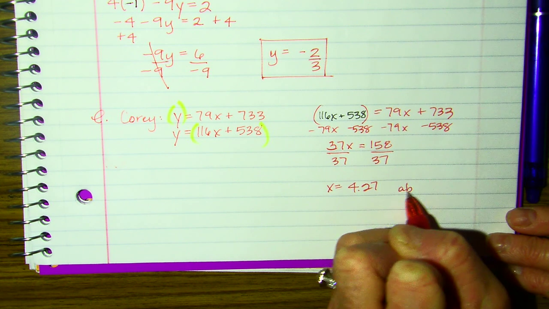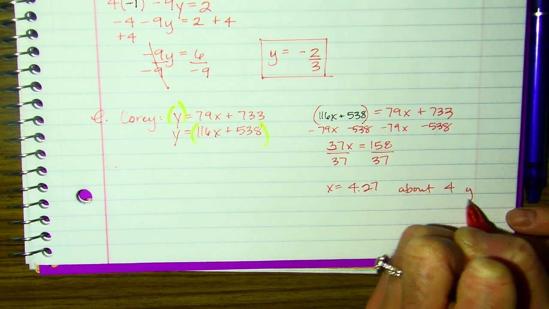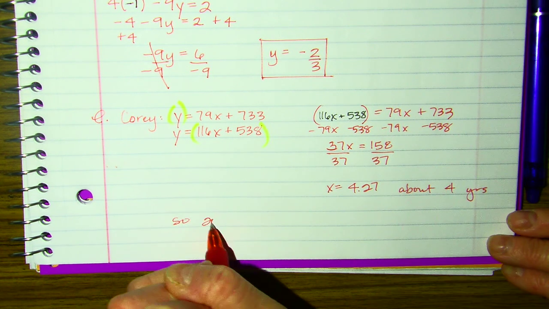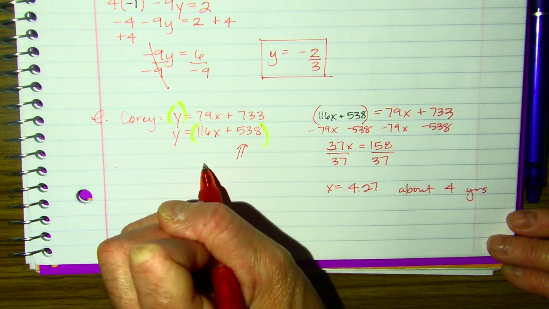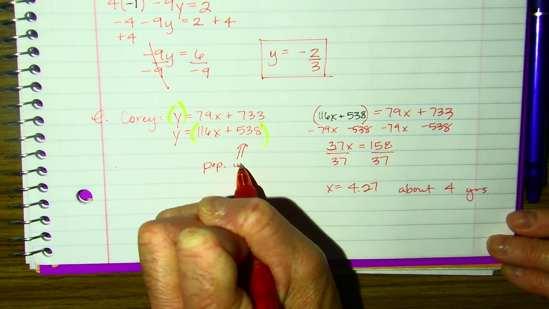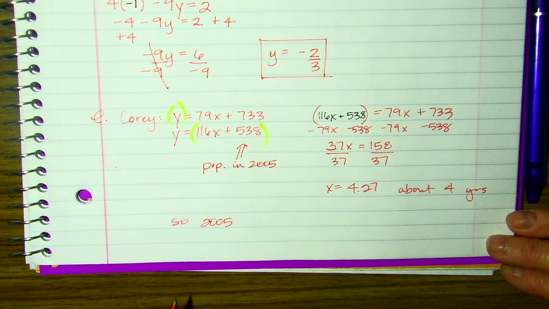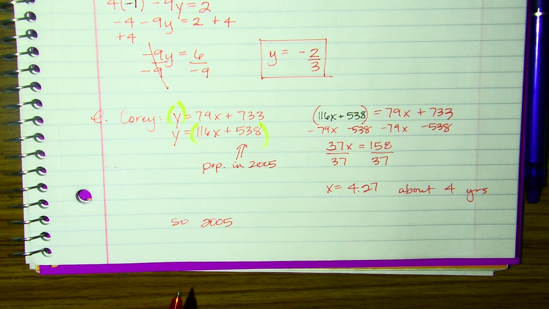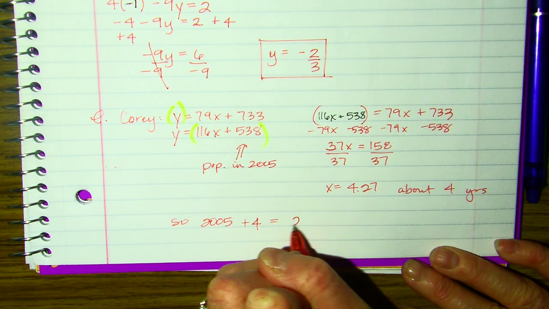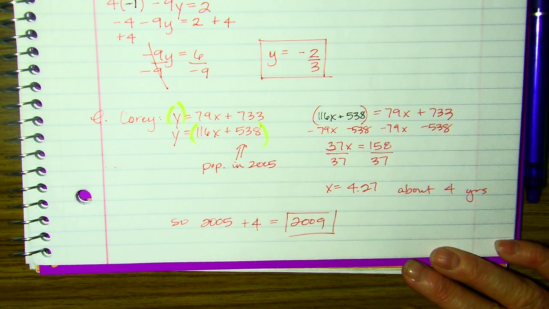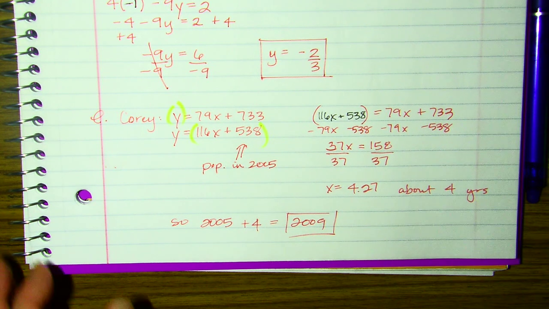So about 4 years. So 2005, because these values right here are the population in 2005. Right? Did I use 2005? Yes. So 2005 plus 4 would be about 2009. And we are done.